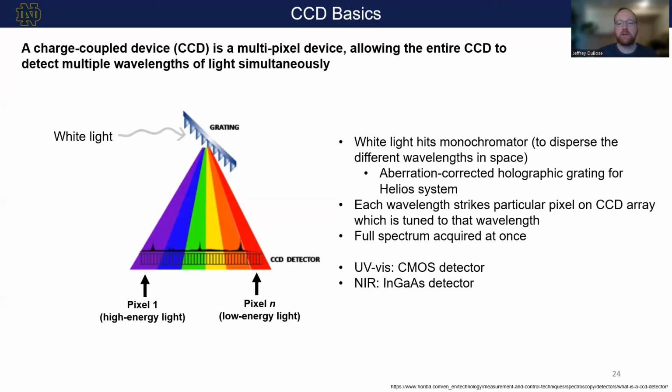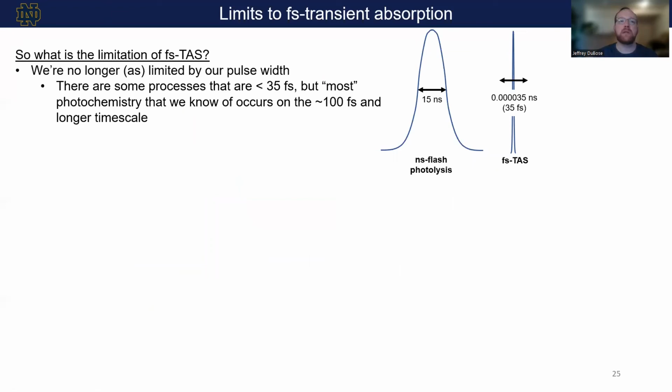Okay, so just as with nanosecond, we should talk about the limits to femtosecond TA. From the nanosecond TA, we had a 15 nanosecond pulse width. Now we're going all the way down to a 35 femtosecond pulse width. And that's 0.000035 nanoseconds. That's extremely, extremely short. So in this case, we're not as limited by our laser pulse width in femtosecond TA. There are some processes that are faster than 35 femtoseconds, but most of the photochemistry, at least that we know of and that we care about these days, occurs on roughly the 35 or 100 femtosecond and beyond timescale. Obviously, if we look back in 20 or 50 years, we might laugh at that statement.